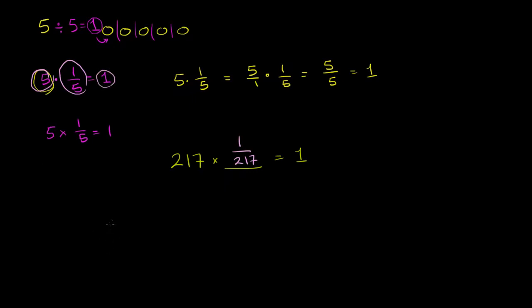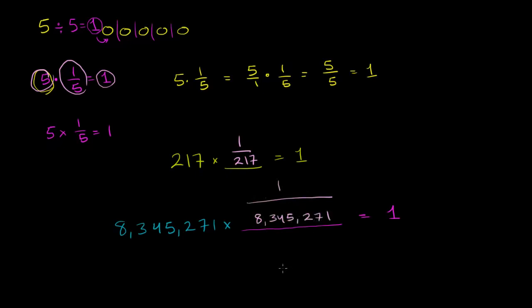If I have some crazy number, 8,345, that's actually not so crazy. Let's turn it into something in the millions, and 271. So 8,345,271. And I say, what do I have to multiply that? And I'll use this multiplication symbol right now. What do I have to multiply that by in order to get 1? Well, I just have to multiply by the inverse of this, the multiplicative inverse of this. So 1 over 8,345,271.